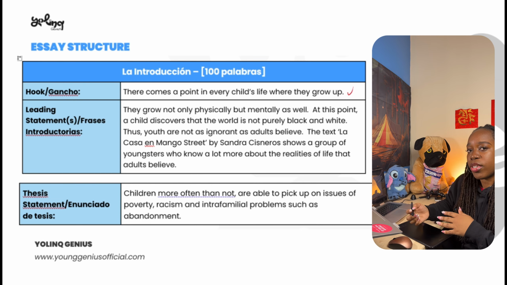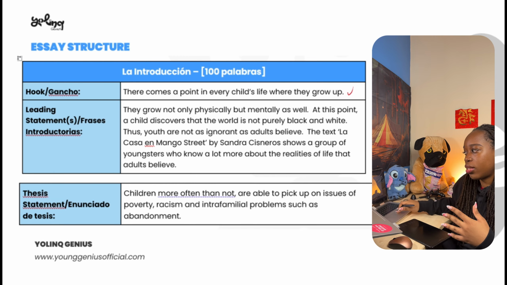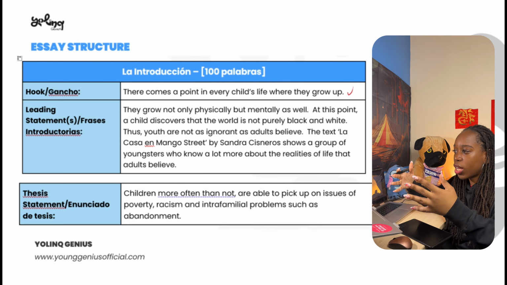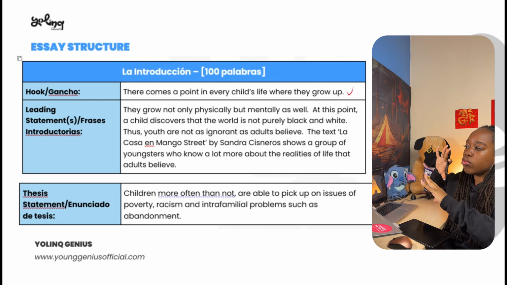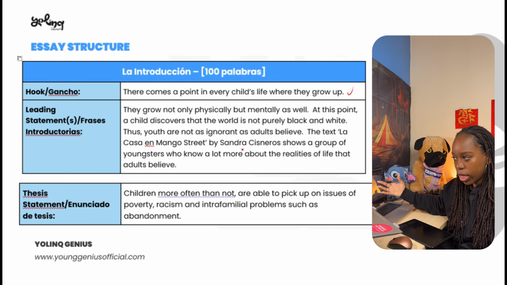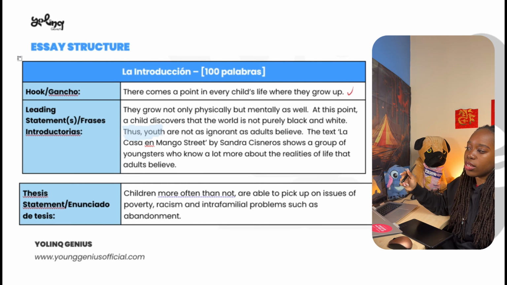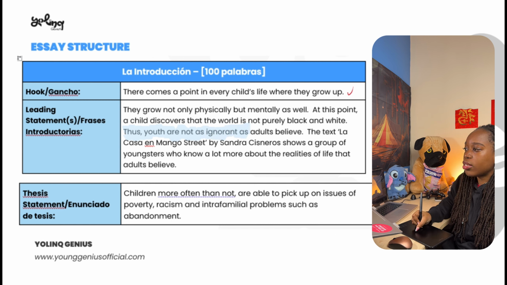So I said, following up from at a point they must grow up, they grow not only physically but mentally as well. At this point, a child discovers that the world is not purely black and white, thus youth are not as ignorant as adults believe. This is actually something I do a lot in my essays, where I draw the question back into my essay to ensure that I am on the right track.